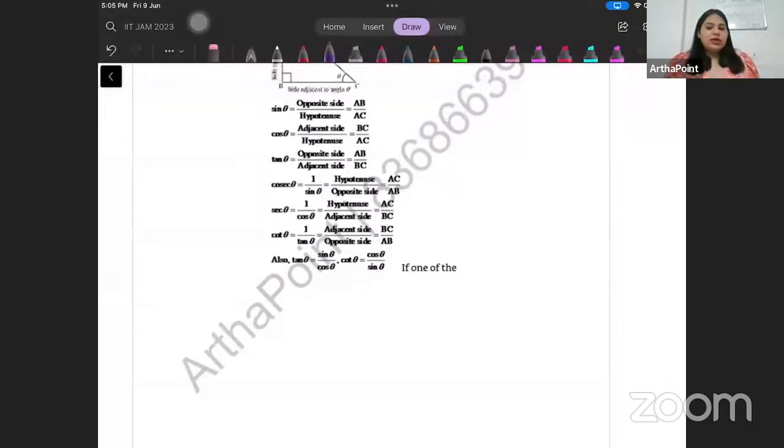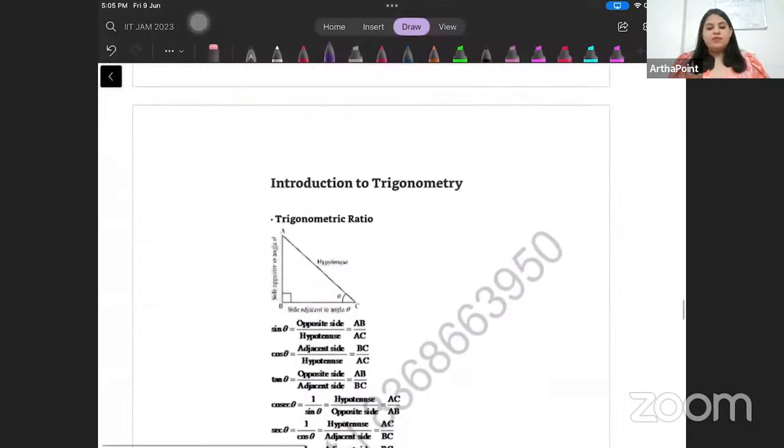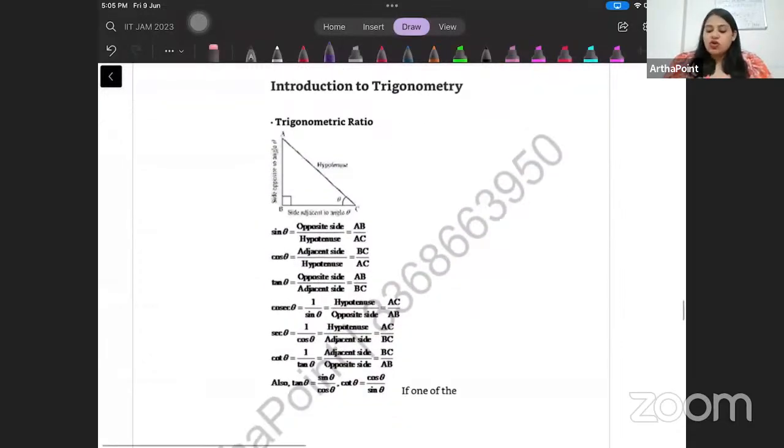Hello, good evening, everyone. Now let us go ahead and begin with the next topic, which is trigonometry. So in trigonometry, let us talk about the basic ratios first. We know that sine theta is perpendicular by hypotenuse. So it's written as opposite side. If this is theta, then opposite side by hypotenuse is sine theta. So it is given by AB by AC. That is what sine theta is.